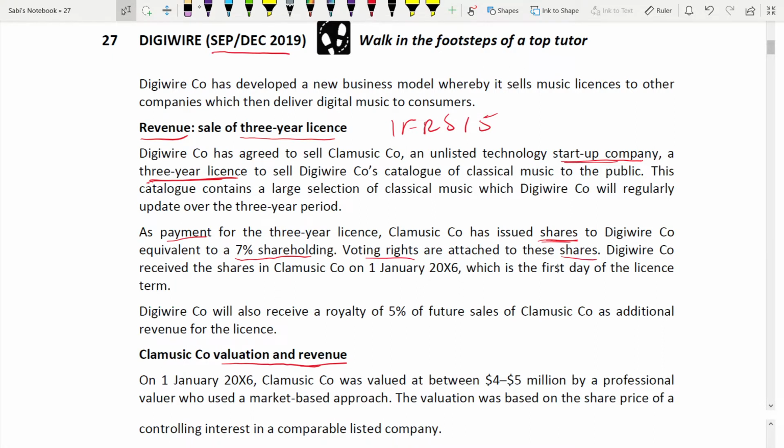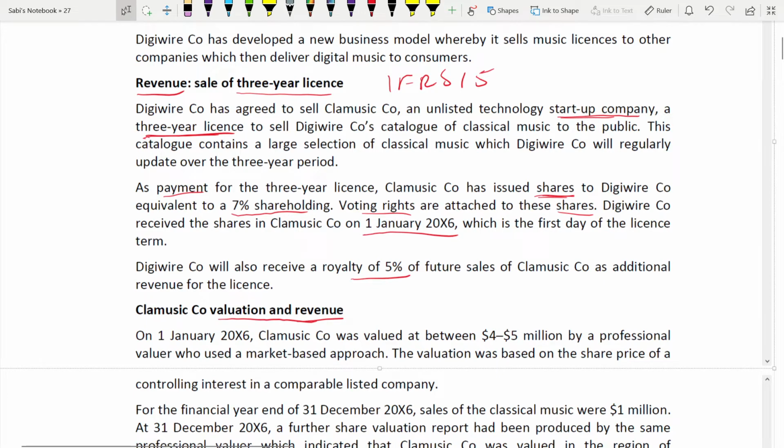Digiwire received the shares in Clay Music on 1st of January 2006, which is the first day of the license term. Digiwire will also receive a royalty of 5%. There's a separate requirement on this royalty, okay? So they will receive a royalty of 5% of future sales of Clay Music as additional revenue for the license.